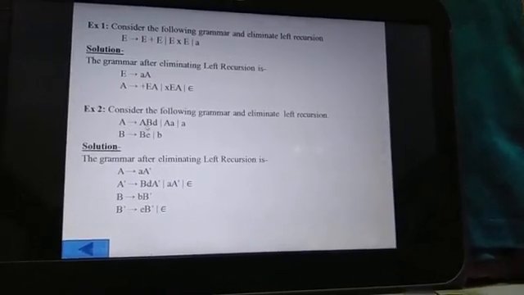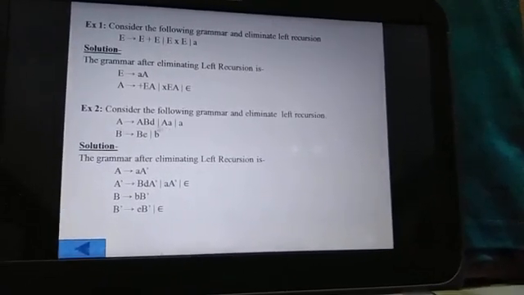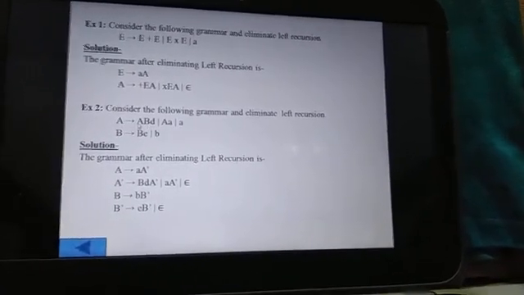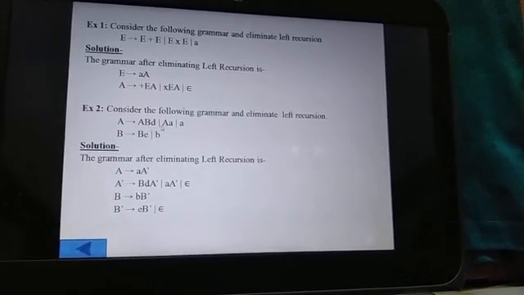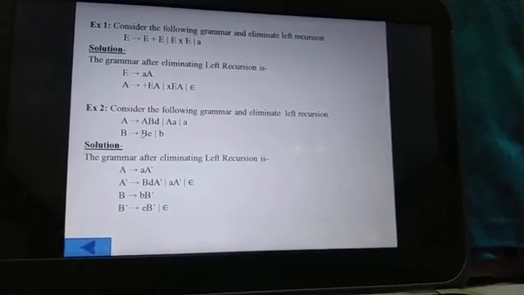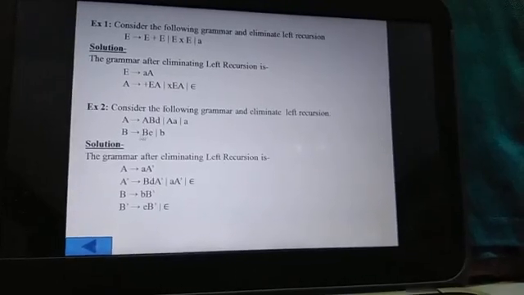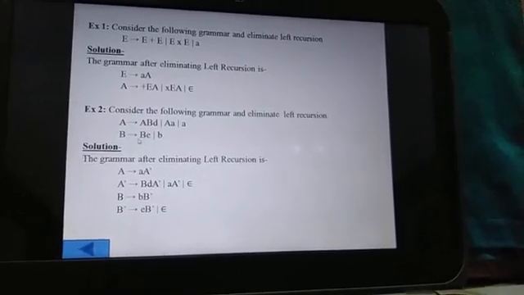So A produces ABD, A produces AA, A produces A. So here left recursion is there in terms of capital A. Also B produces BE and B produces small b. So here left recursion is there in terms of capital B.